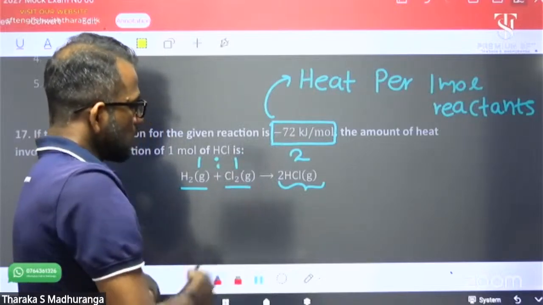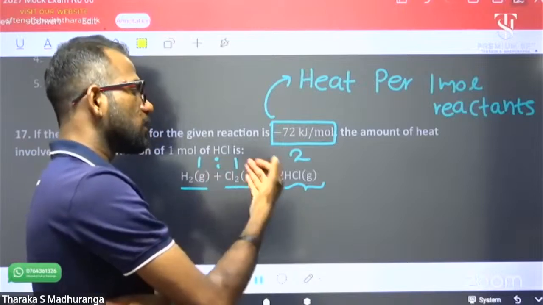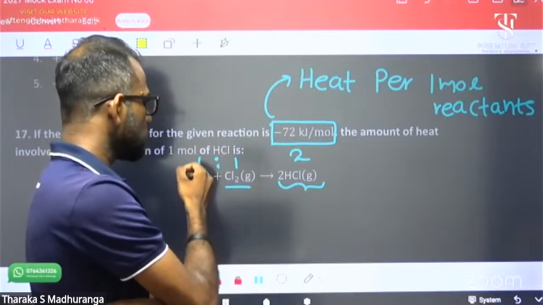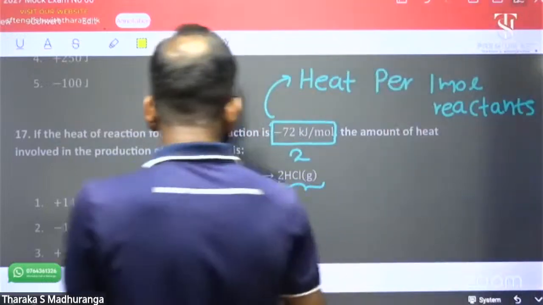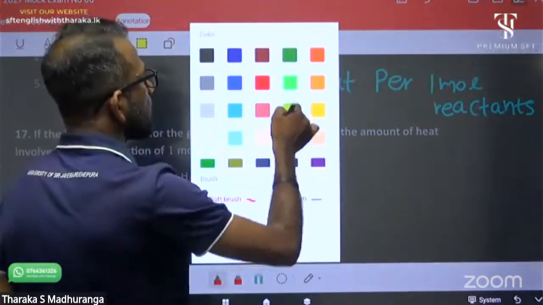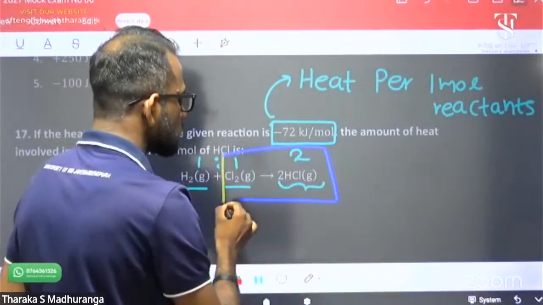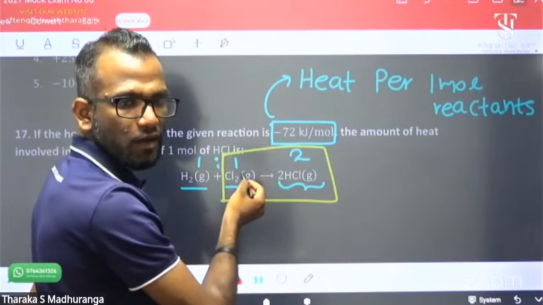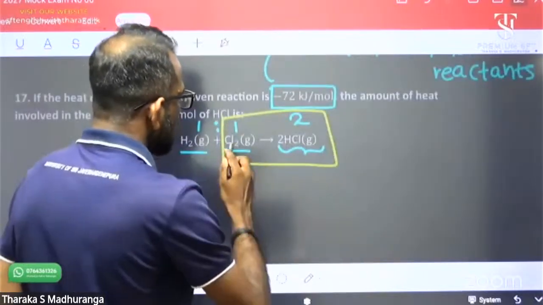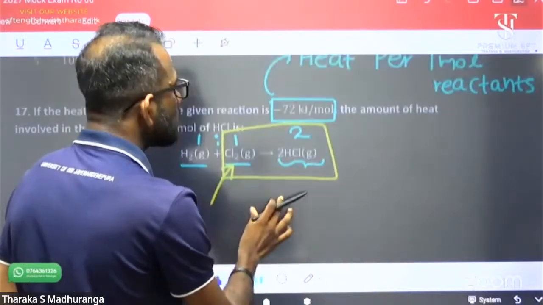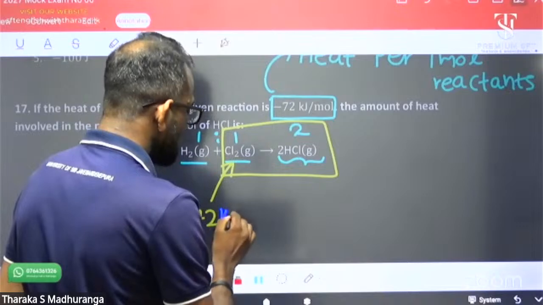Okay. For reactants hydrogen and chlorine, the stoichiometric ratio is 1:1. Stoichiometric ratio means the coefficient value. Now it is balanced, no? Now if you take one reactant and the product, what is the stoichiometric ratio? 1 to 2. Then for the product, per 1 mole, minus 72 means 72 kilojoules released.